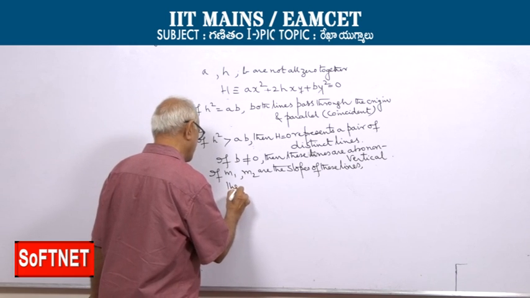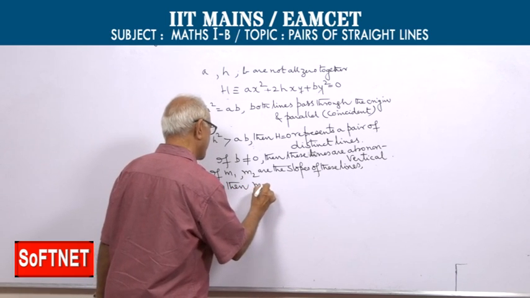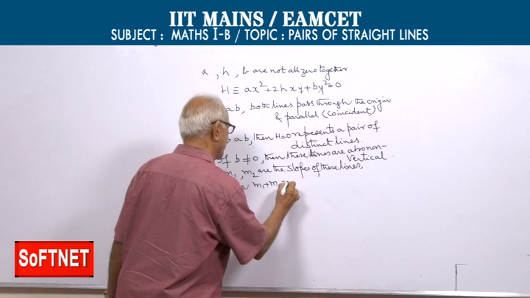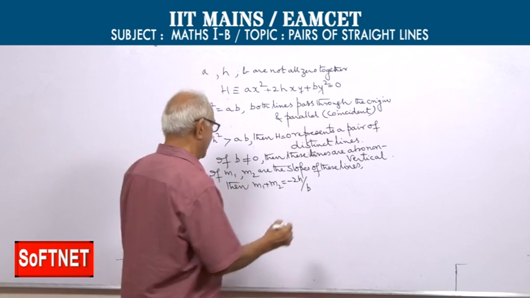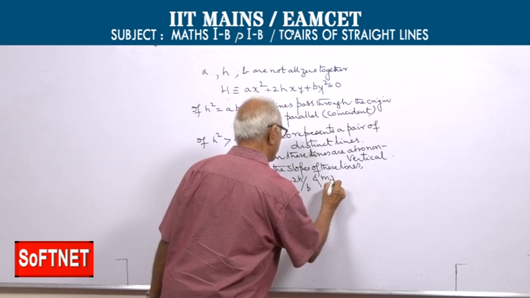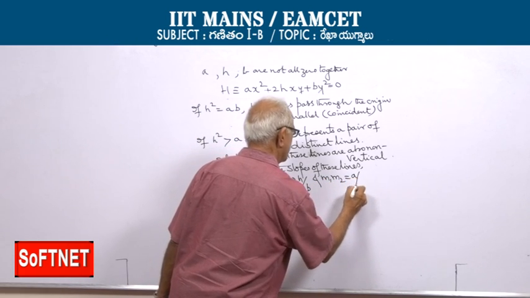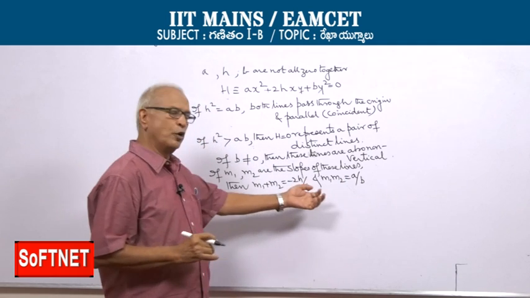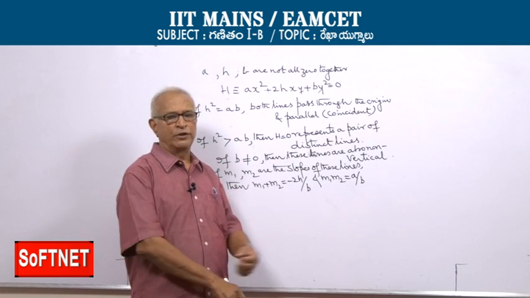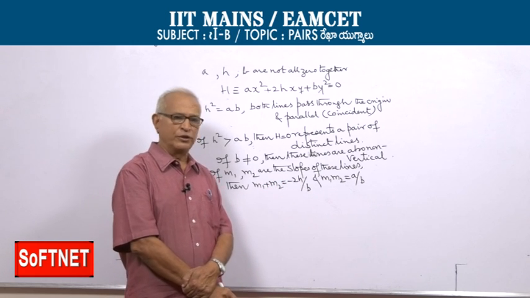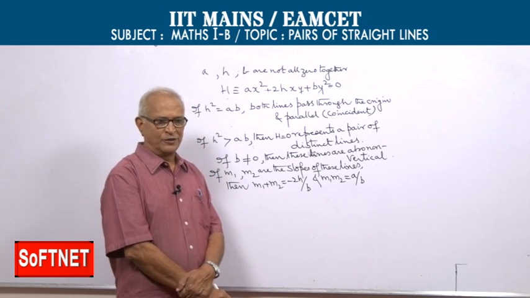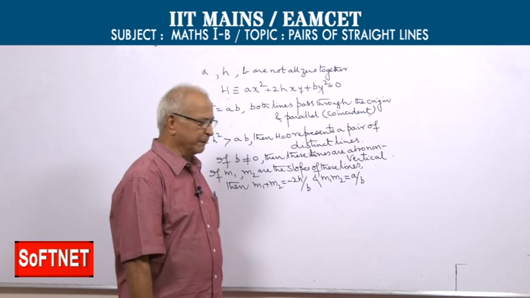Then you have the relation M1 plus M2, sum of the slopes, equal to minus 2h by B, very important for EMACET, and M1 M2 equal to A by B. Product of the slopes of the lines represented by H equal to 0 is A by B. Sum of the slopes represented by the equation H equal to 0 is minus 2h by B. So very manaki chaala useful ga untayi.